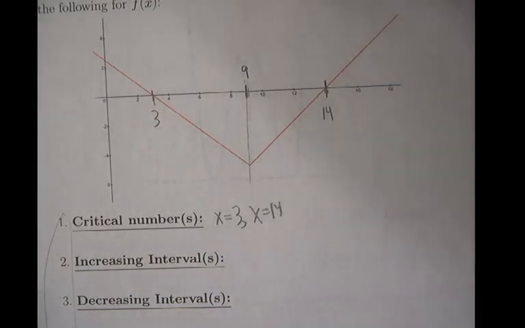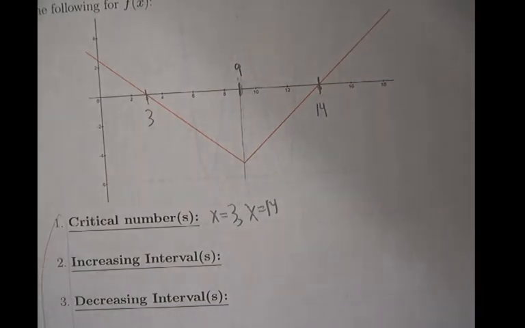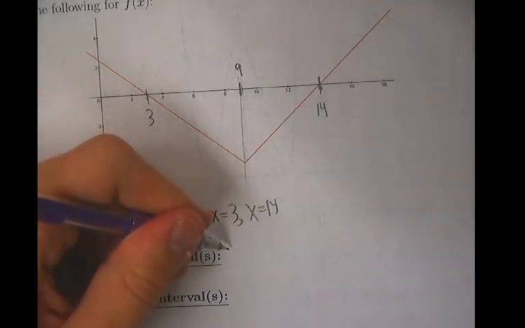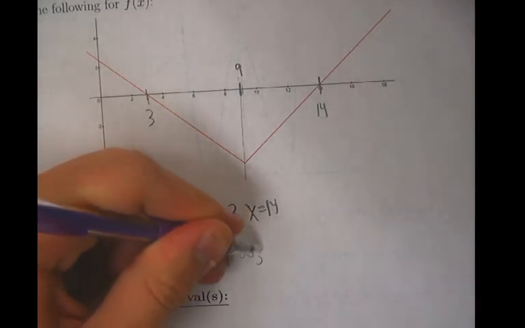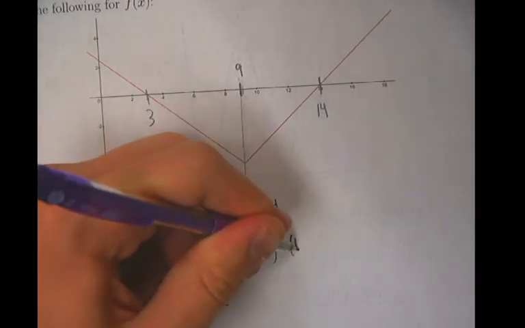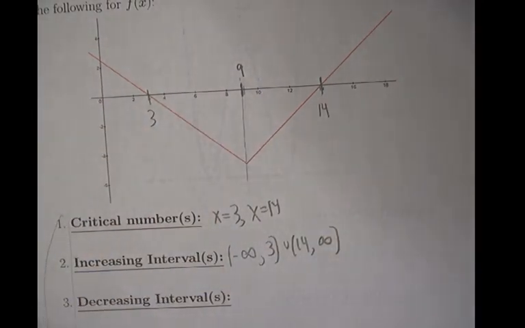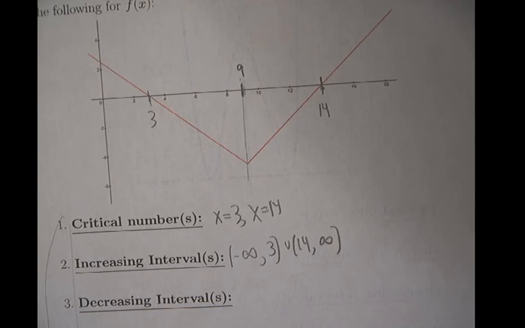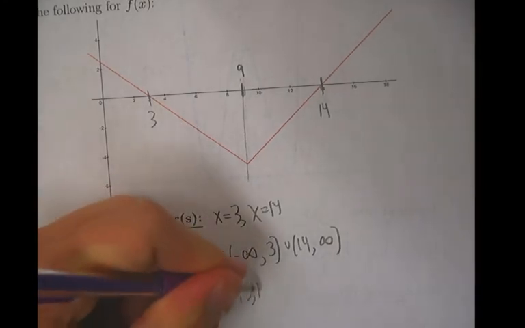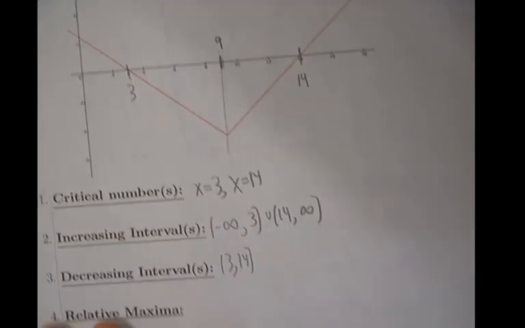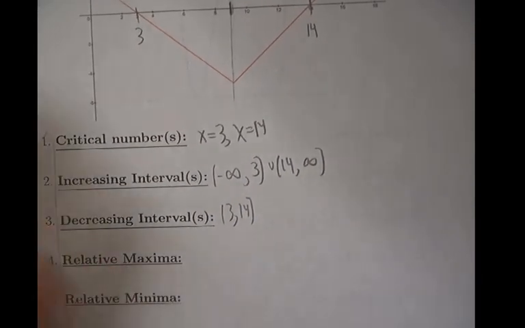Then let's see, what would the increasing and decreasing intervals be? Negative infinity to 3 and then 14 to infinity. Yep, 14 to infinity. That would be increasing, and then consequently decreasing would be what? 3 to 14. Yep, 3 to 14. Okay, so that takes care of that.